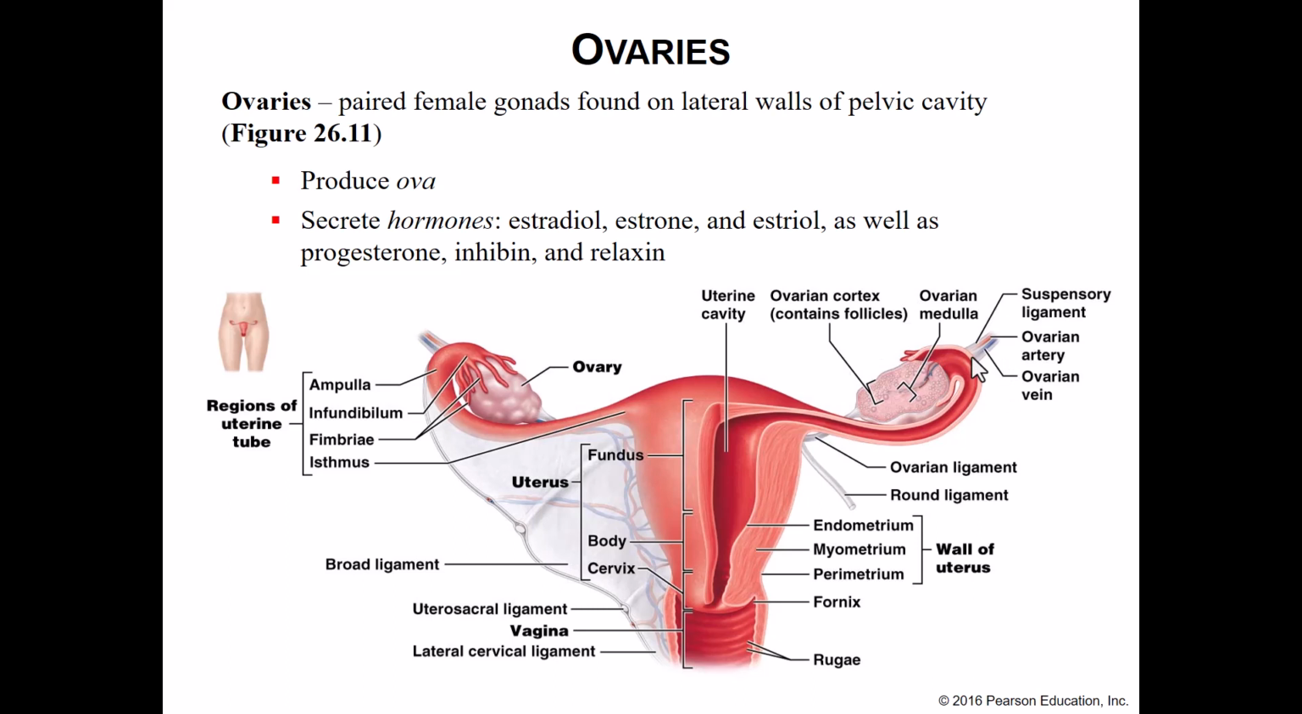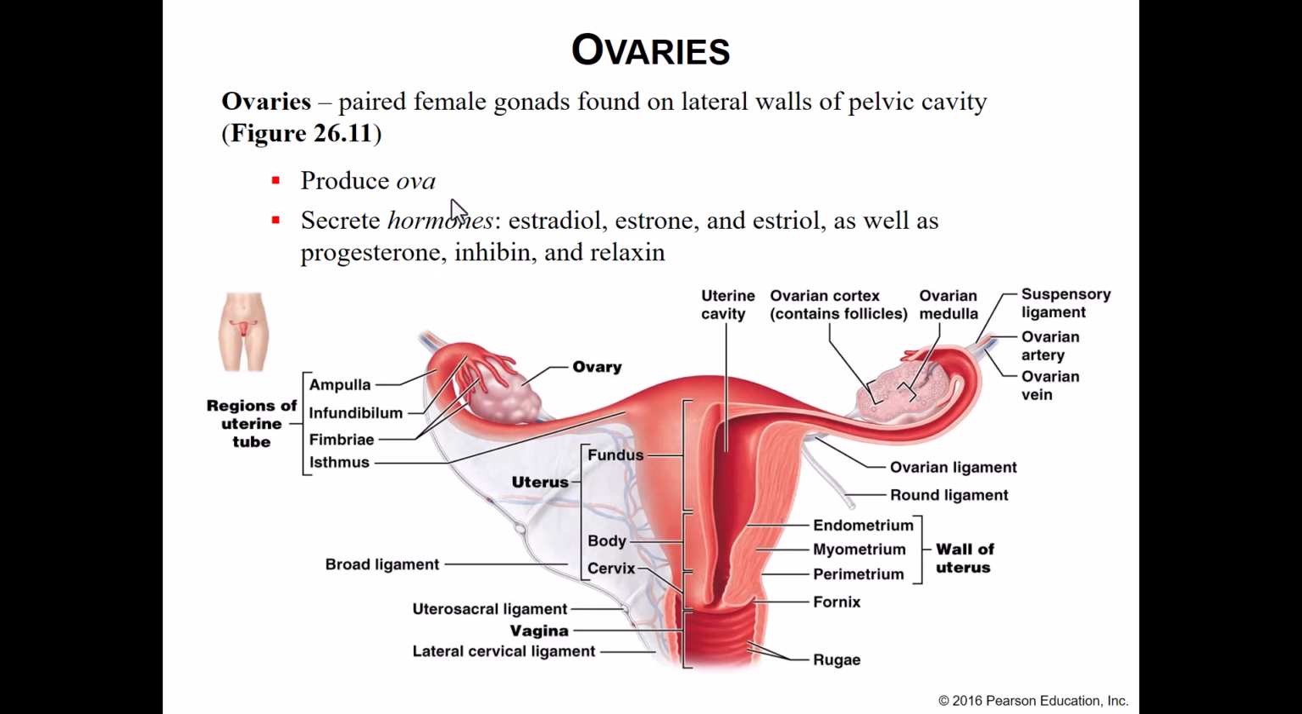Other thing you can see on this, again, our broad ligament, which is a sheet-like ligament holding everything in place. You have the ovarian ligament holding the ovary to the uterus, and the suspensory ligament connecting the ovary to the pelvis. Here is the round ligament holding the uterus to the pelvis. The three layers of the uterus: the inner layer is the endometrium, the middle layer is the myometrium, and the outer layer is the perimetrium. That is the wall of the uterus. You also have the uterosacral ligament and the lateral cervical ligaments.